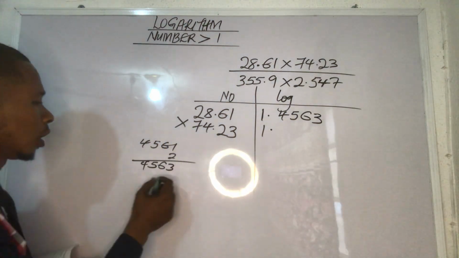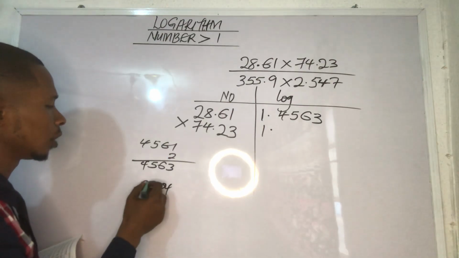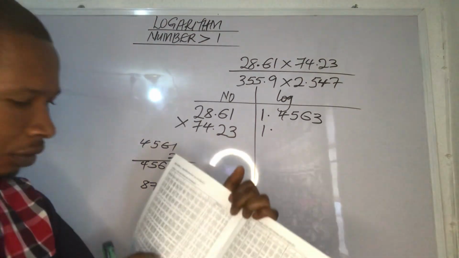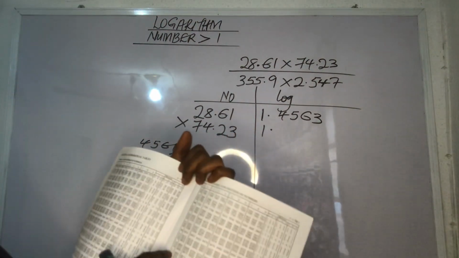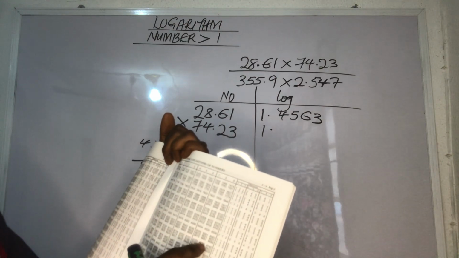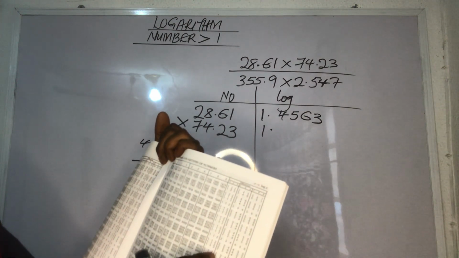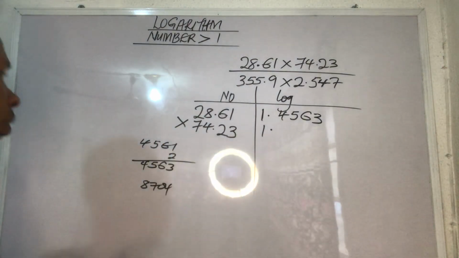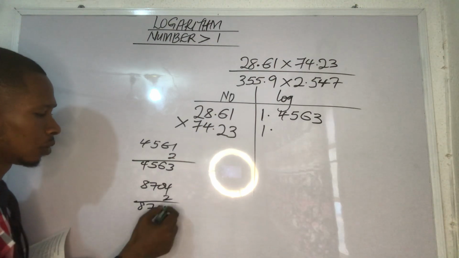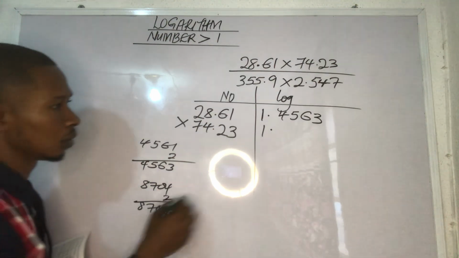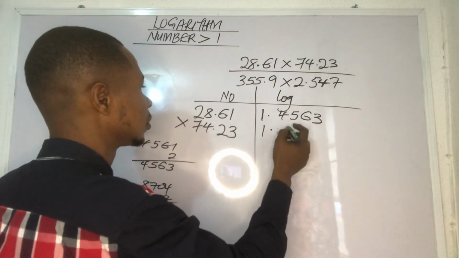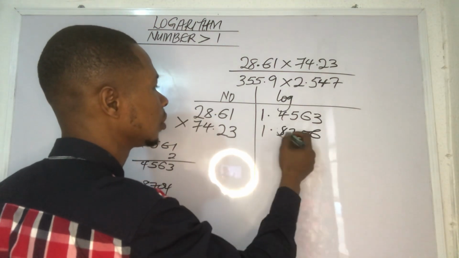So you have 8704. Then I'll add difference 3. Difference 3 is 2. So if I add 2 to this now, I will have 8706. So this will give me 8706.